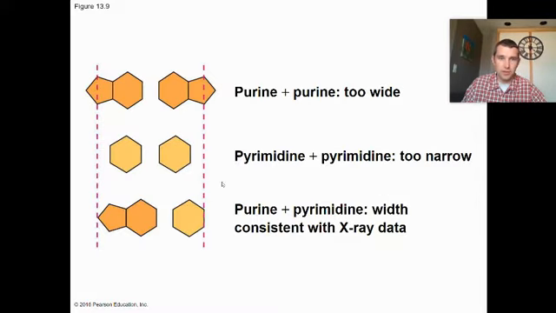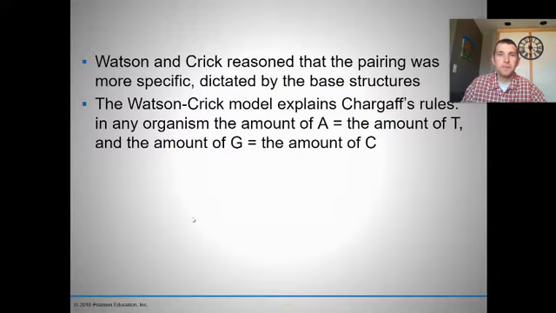So this shows you that we always have to have a purine and a pyrimidine to give us consistent width. And Watson and Crick were able to explain why Chargaff's rules worked out, because adenine had to bind with thymine, so therefore adenine and thymine must be the same percentages. So if adenine accounts for 20% of an organism's DNA, then thymine would be about 20%. What's 20 plus 20? We'd have 40. That means the remaining 60% is accounted for by guanine and cytosine, roughly 30% each.